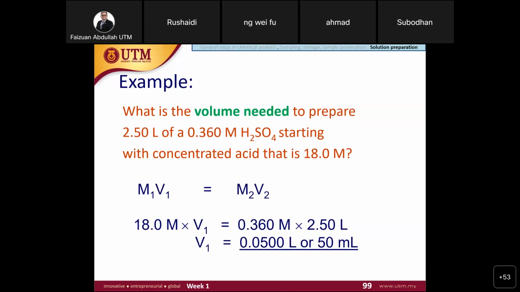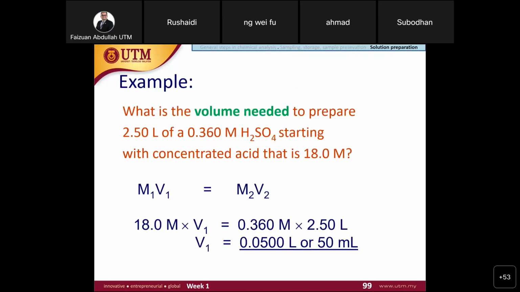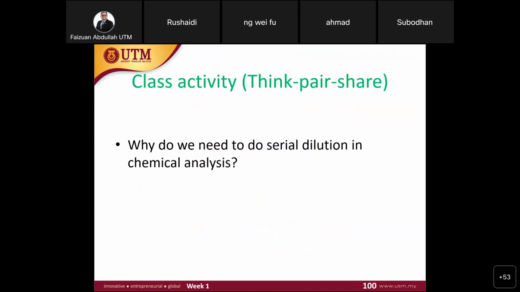with 2.5 liter, the final solution, right? The diluted solution. So we found that V1 is 0.05 liter or 50 milliliter. So this is how we use this formula to prepare the diluted solution. How much of the original solution do we need to take to prepare the diluted solution.